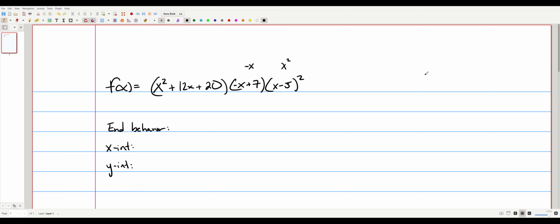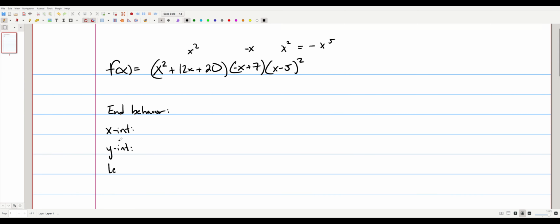So this one's going to give me a negative x. And the biggest x in this part of the polynomial is x squared. So if I multiply all these together, this is going to give me my leading term. So x squared, negative x, and x squared. So that's x to the fourth, x to the fifth, but negative x to the fifth. Okay? So what I can do here is I can also just write my leading term if that's going to help me figure out my end behavior. And so my leading term is going to be negative x to the fifth.